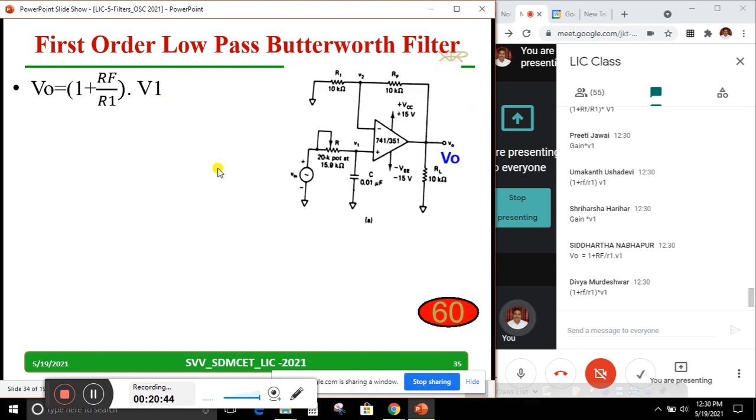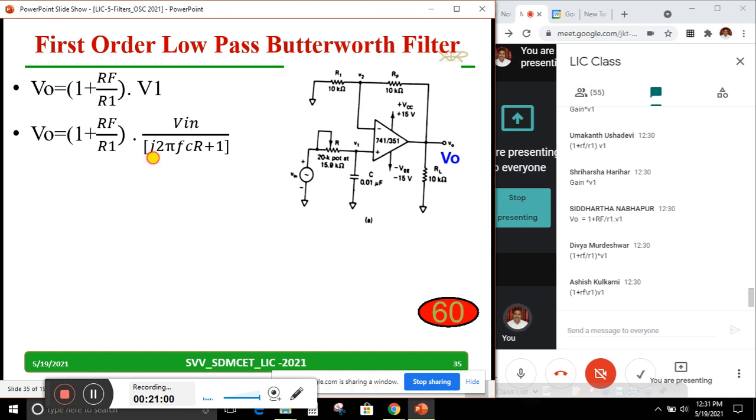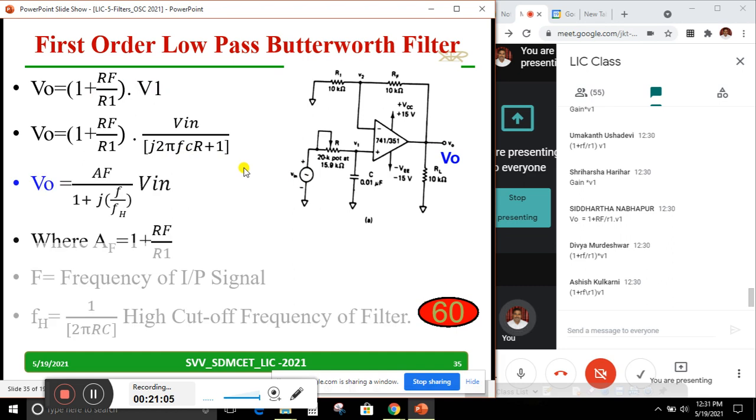What I am doing: 1 plus Rf by R1. Now Ashish has typed, Divya, Siddhartha, Sriharsha, Umakant, many people are typing 1 plus Rf by R1 into V1. Now V1 I will fill as it is from the previous slide: Vin divided by j2 pi FCR plus 1. I will fill it, and then continue. Now I am rewriting V naught equal to AF divided by 1 plus j F by Fh into Vn. Vn I am keeping as it is, and AF equal to 1 plus Rf by R1, that's why I am writing AF.